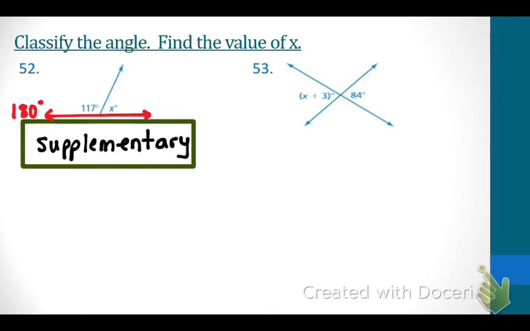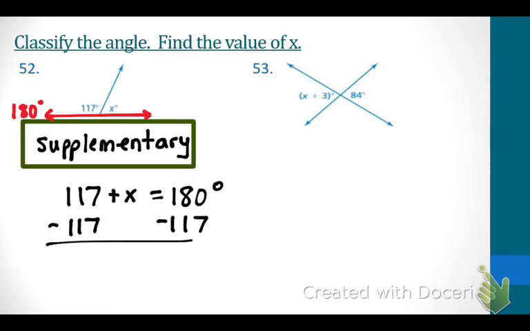Okay, so she knows we're going to take 117 plus x, and what is that going to equal? 180, very good. How do I get x by itself? Subtract 117 on both sides. Great. What's your answer? X equals 62 degrees.